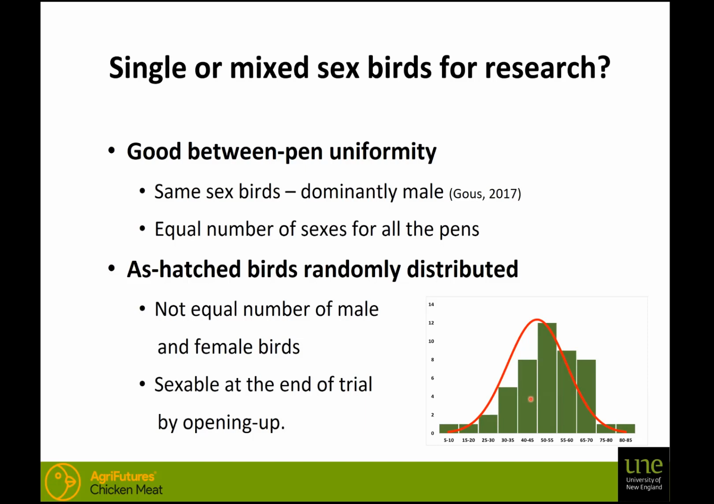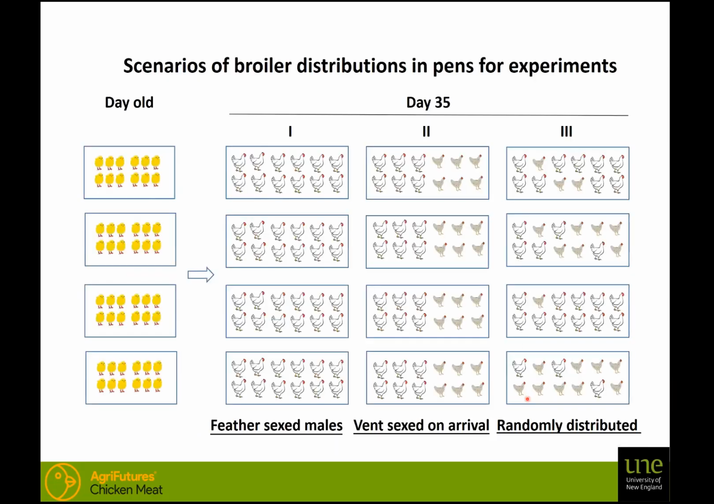For as-hatched birds, if they are randomly distributed in the pens, because they are not equal male and female in the pens, that can have big variation. But just remember, if you're doing research, at the end of the trial you can actually sex birds by opening them up, so you can know the sex of the birds in the pens at the end of the trial. Well, those are the three different scenarios. Here we can see the male-only birds. That's what we've been using.